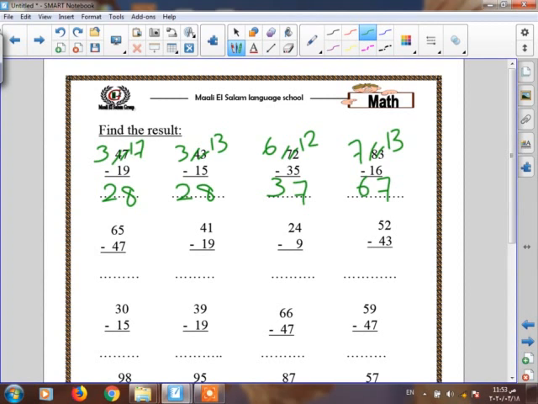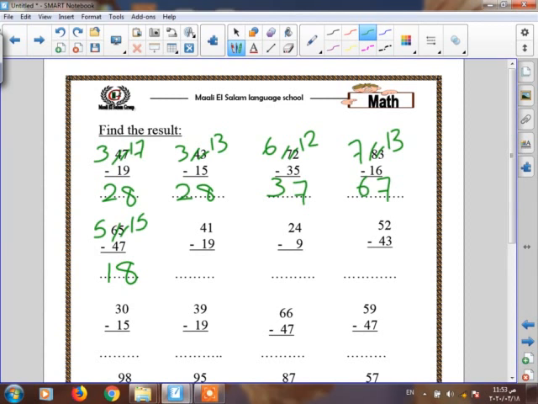65 minus 47. I start from ones. 5 minus 7. Now we can borrow 1 from 6. 6 becomes 5 and 5 becomes 15. 15 minus 7. After 7: 8, 9, 10, 11, 12, 13, 14, 15. How many? 8. So I write 8 in ones. 5 minus 4 equals 1.